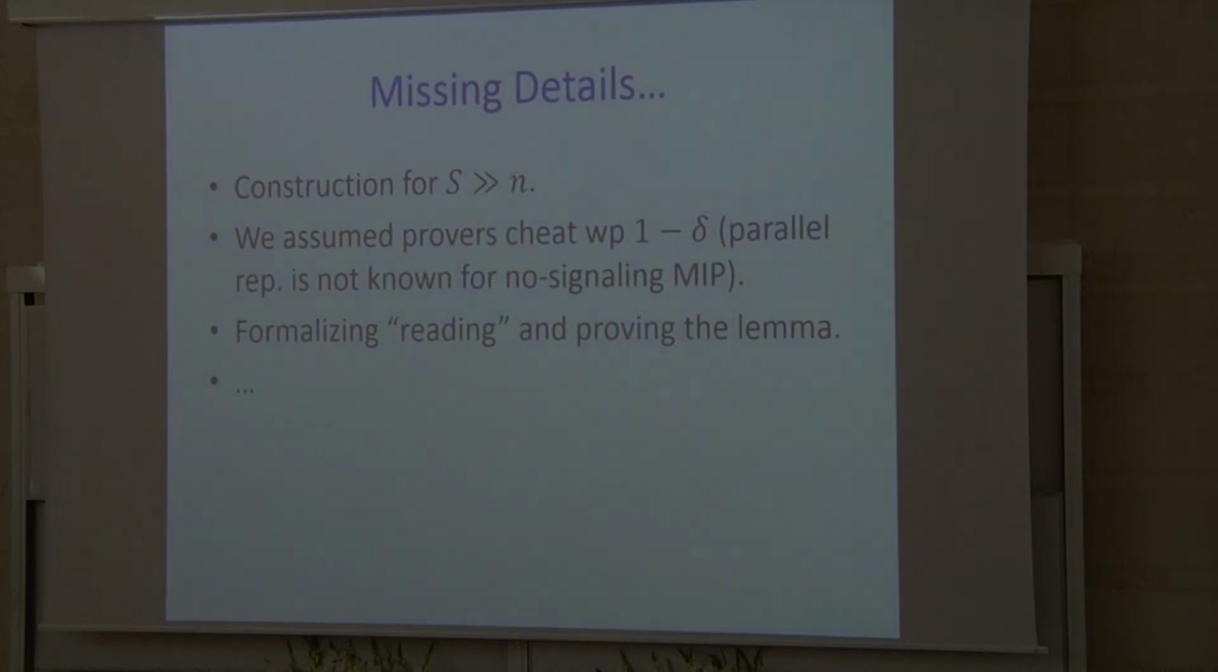Let me just briefly mention a few of the missing details. The first thing is this construction for larger S. We also assume that provers cheat with very high probability, even more than 99%. To prove our theorem, we need to show that even provers that cheat with 1% can't work. And this is a problem because there's no parallel repetition now. So this causes us a bit of a headache. We also need to exactly formalize what this notion of reading means and to prove the lemma, which is some technical work, and a few other details that I didn't mention.